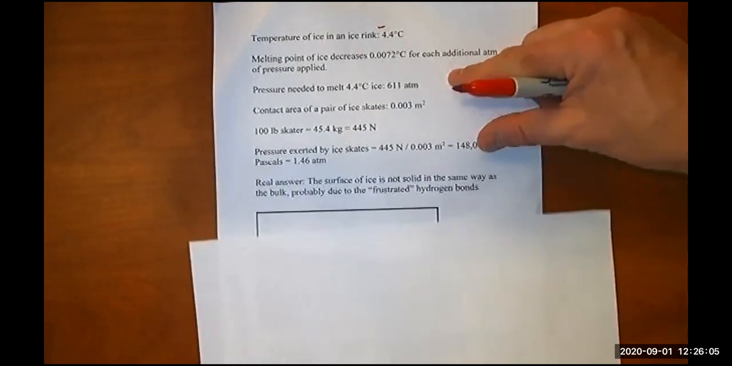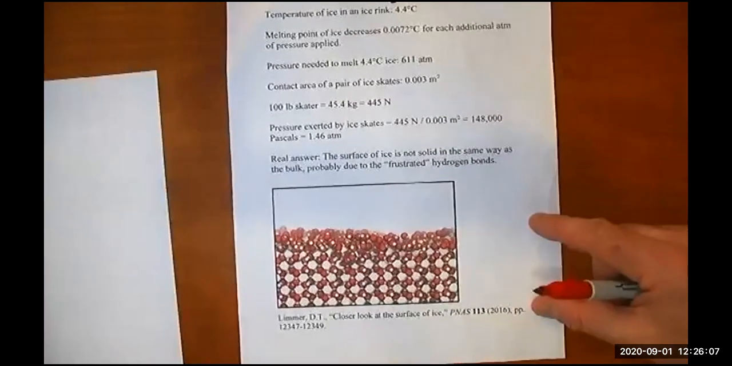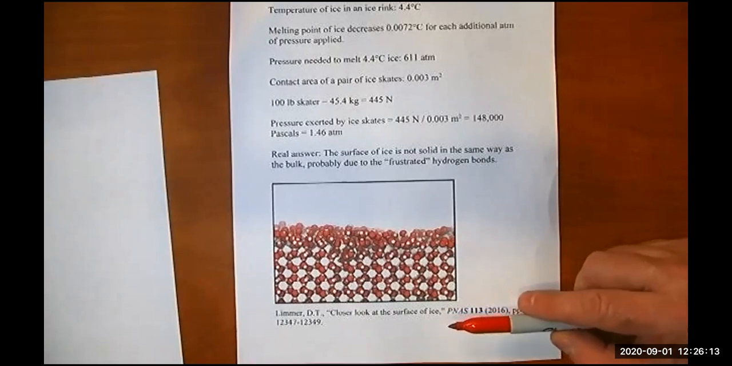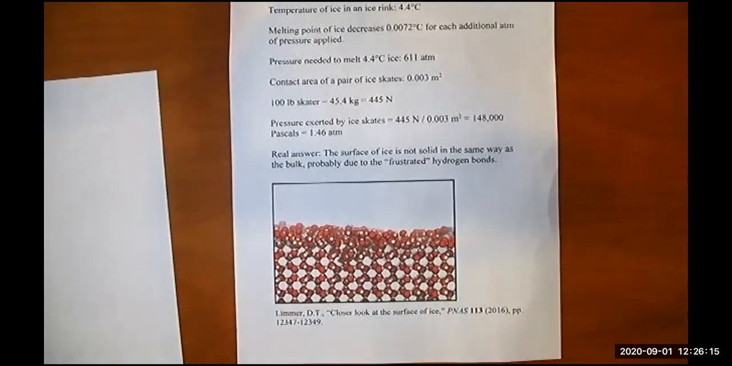What's actually happening? The surface of the ice isn't solid in the same way that the bulk of the ice is. For the same reason that was explained in the properties of liquids video about surface tension: because the hydrogen bonds are so strong, the water molecules in the bulk can have all four, 2 where it's a donor, 2 where it's an acceptor. But on the surface, at least one of those is pointing out into empty space. This would be a frustrated hydrogen bond because there's nothing for it to bond to.